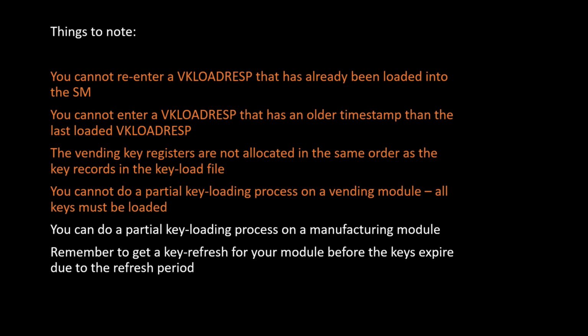You also cannot do a partial key loading process on a vending module. You need to do all the keys. You can, however, do a partial key loading process on a manufacturing module, and the reason for that is you could have access to 1,000 supply group codes, and they won't fit into a security module. So you can partially load, use them in manufacture, and when you start manufacturing meters for somebody else, you can partially load another set of supply group codes, etc., etc.